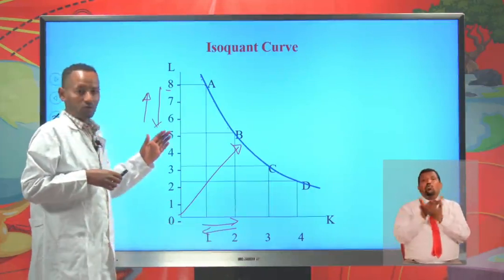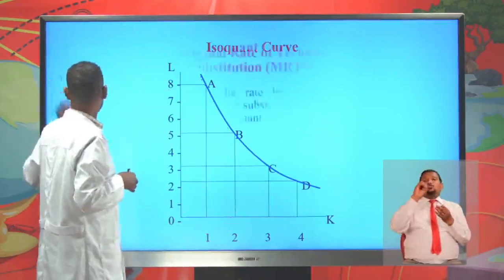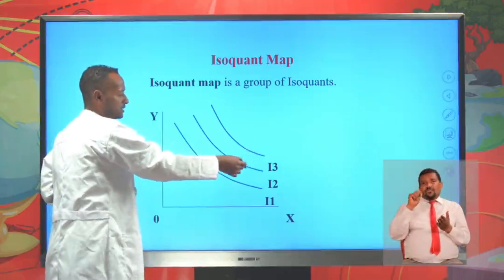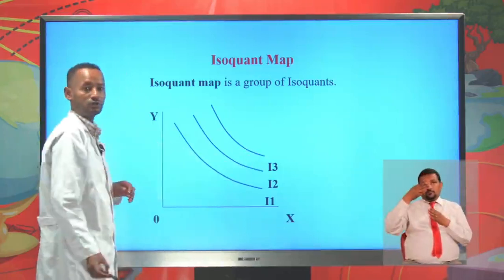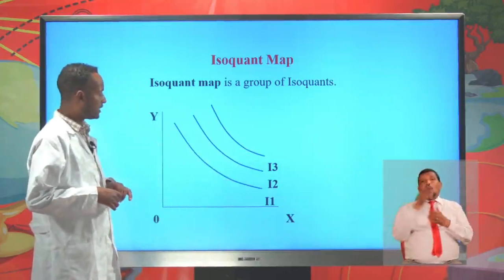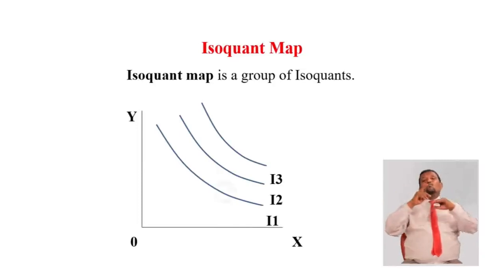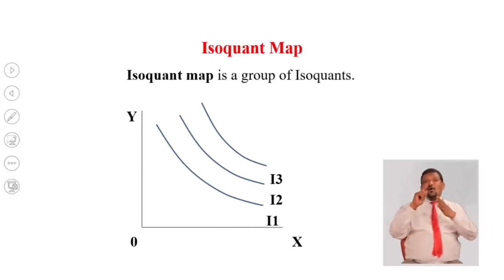Another property of isoquants comes from the isoquant map. The isoquant map is a group of isoquants. From the isoquant map, higher isoquants represent a higher level of output. That means the output that we get from isoquant 3 is higher than the output from isoquant 2, and the output from isoquant 2 is greater than the output from isoquant 1. So higher isoquants represent a higher level of output and lower isoquants represent a lower level of output.